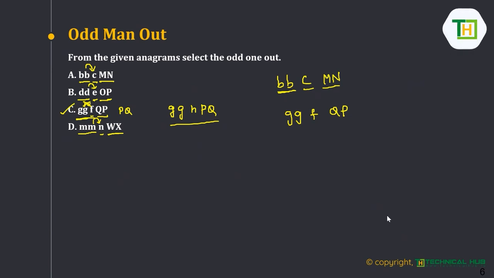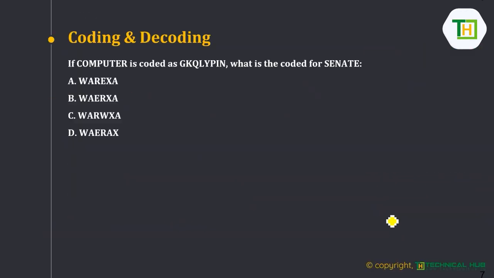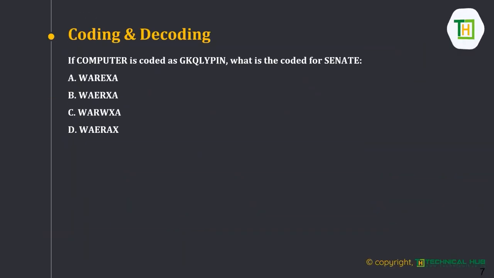Yes, GGFQP is the answer. Very good. So moving to the next one. That's a question from coding and decoding. If computer is coded as GKQLYPIN, what is the code for Senate?